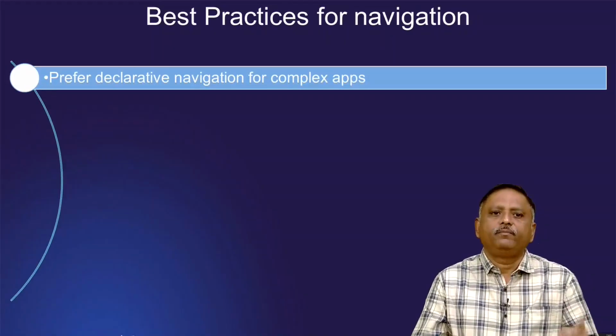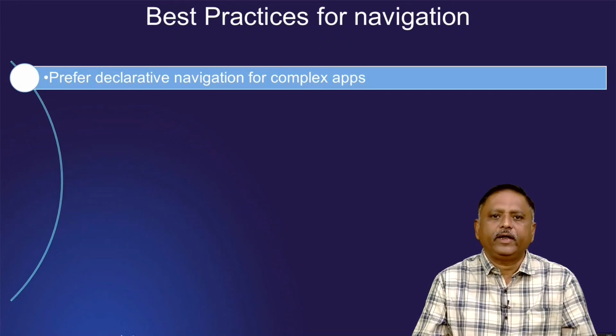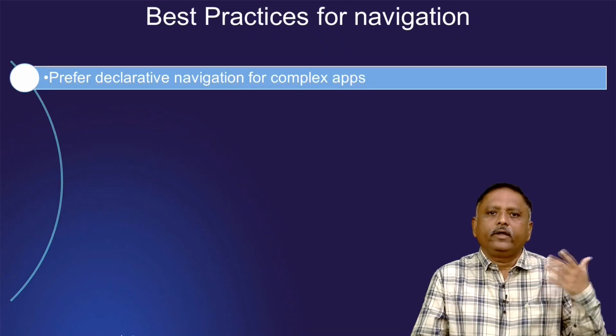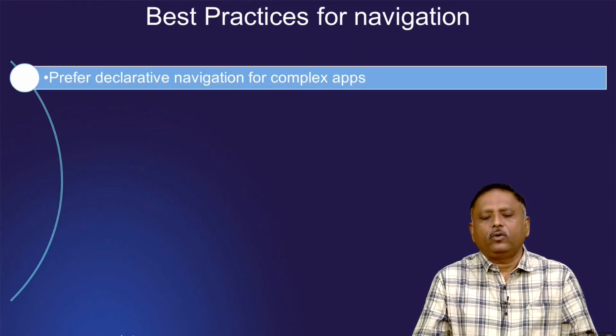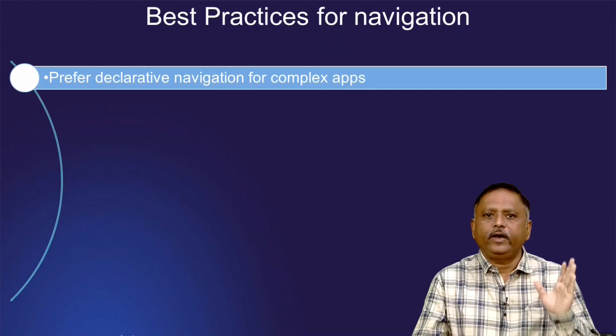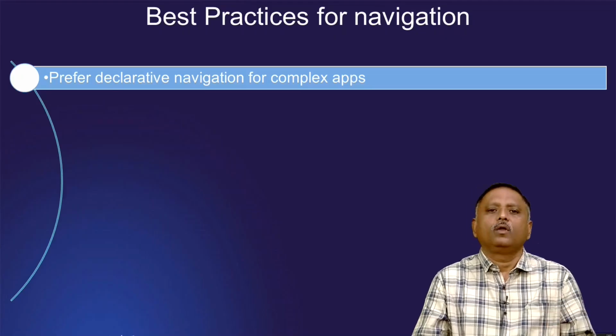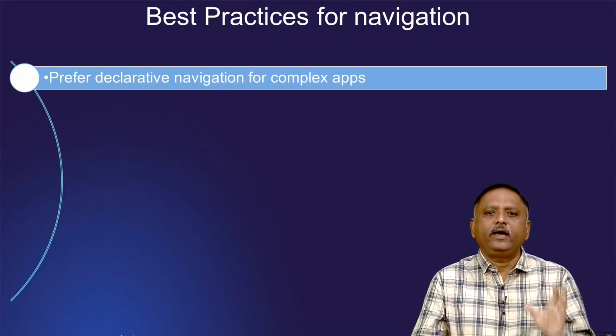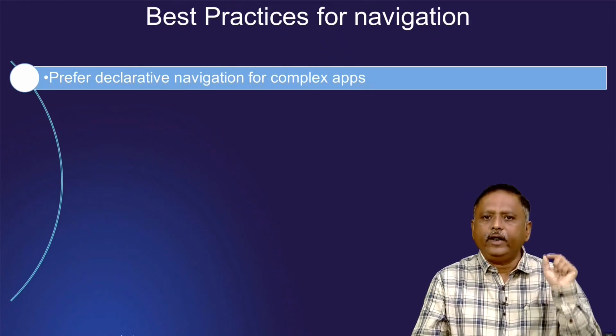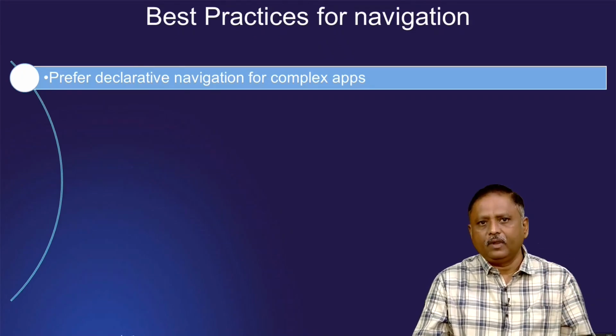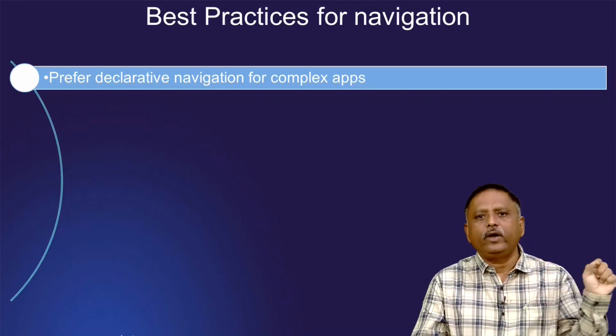Now let us understand best practices for navigation. First, prefer declarative navigation for complex apps. Use Navigator 2.0 or GoRouter if you need deep linking or browser URL synchronization, authentication redirect flow, or complex multi-tab layouts. Use Navigator 1.0 only for very simple apps, a few screens with no deep linking.